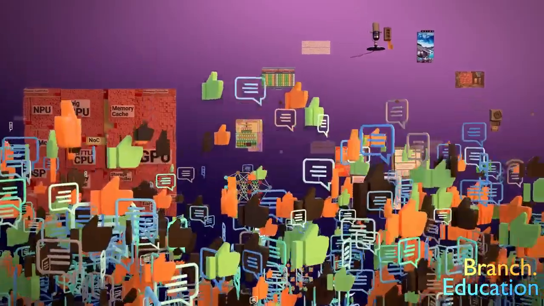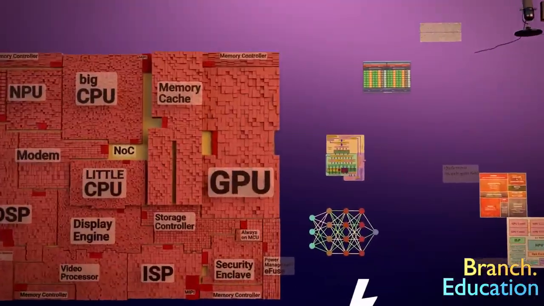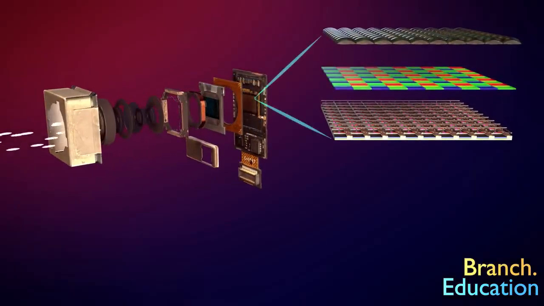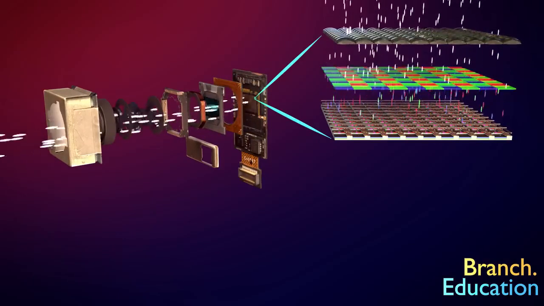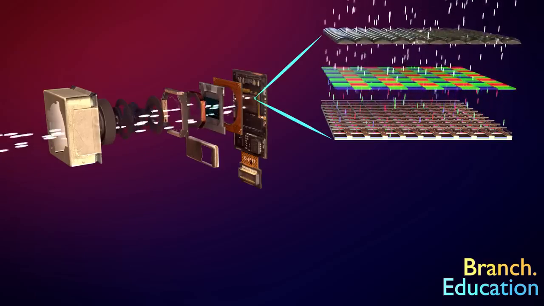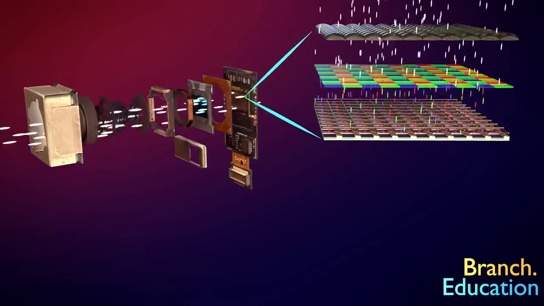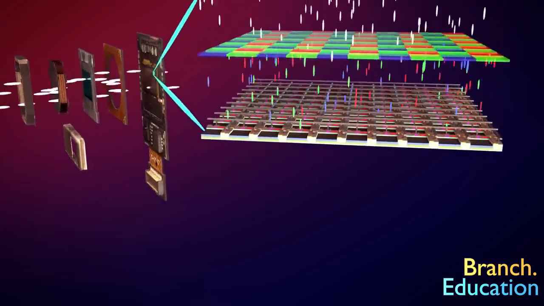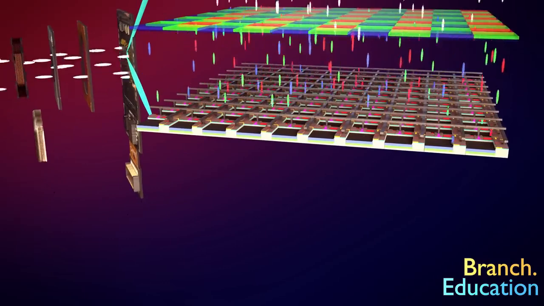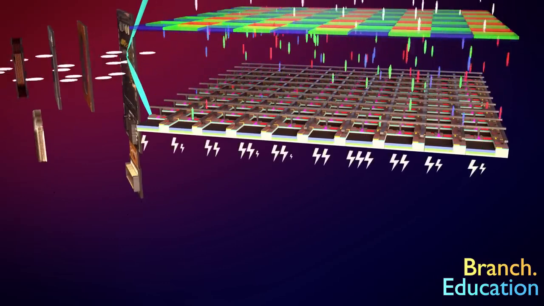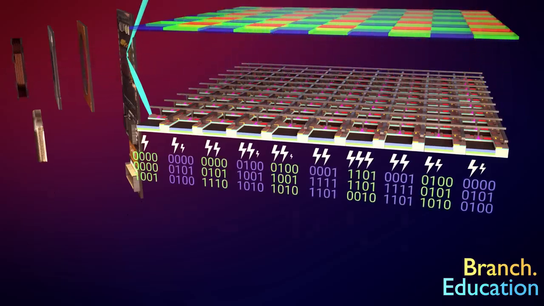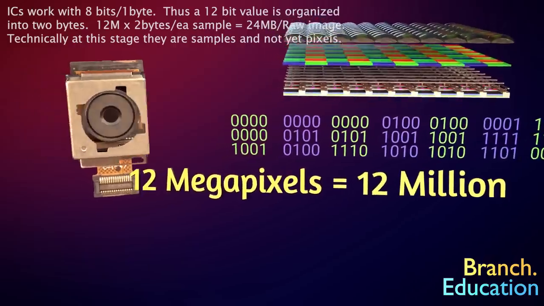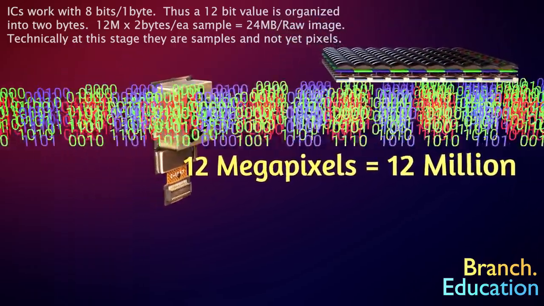But for now, let's get back to understanding what happens when you take a picture on your smartphone. First, the photons from the scene enter the camera's lenses, flow through a color filter array, and hit the sensor's photodiode pixels. These color-filtered photons are then absorbed by each photodiode and converted into an analog electrical current, which is then converted into a digital 12-bit binary value. A 12-megapixel camera's image has 12 million of these 12-bit binary values.